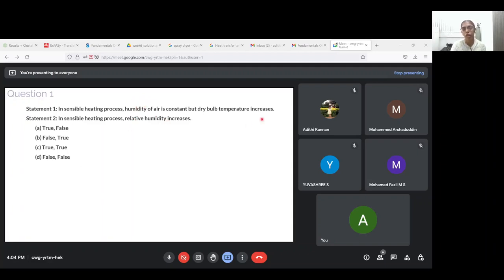humidity. And dry bulb temperature here means that when you measure the temperature of any fluid or any product, say by using a thermometer, whatever temperature it shows is called dry bulb temperature. That is the normal temperature that is measured using the thermometer. So in a sensible heating process, the humidity of air is constant but the dry bulb temperature increases. Any clue whether this is true or false?